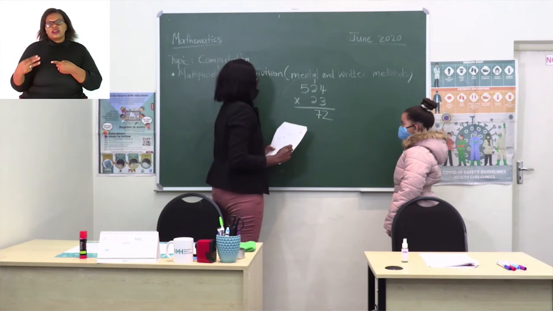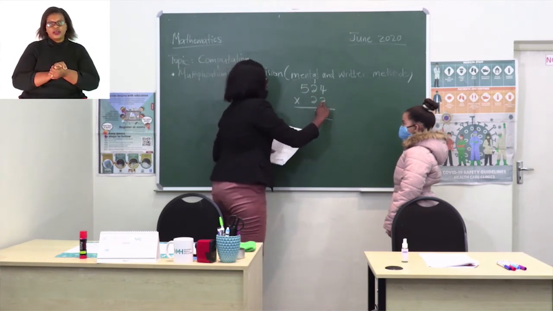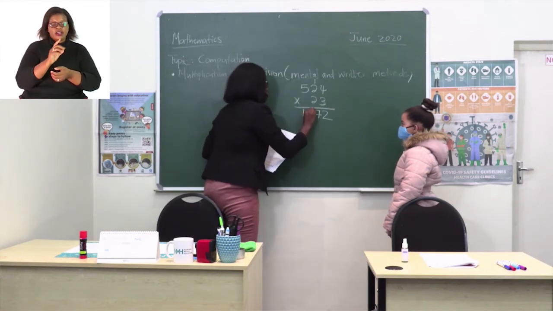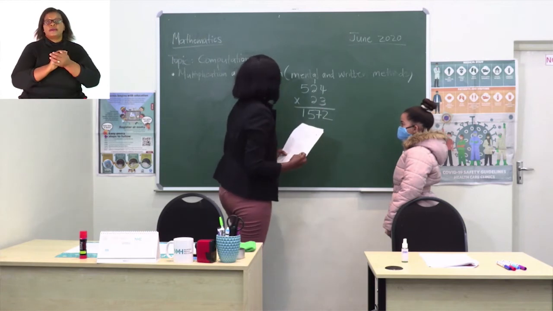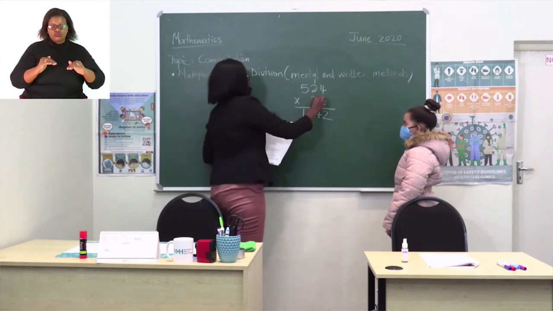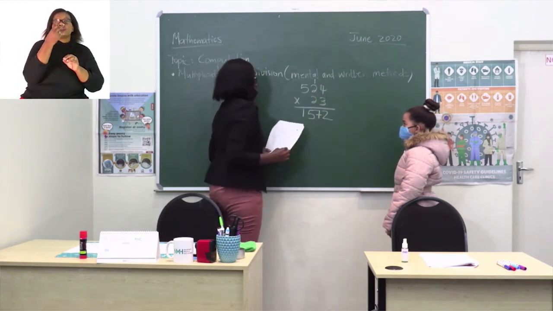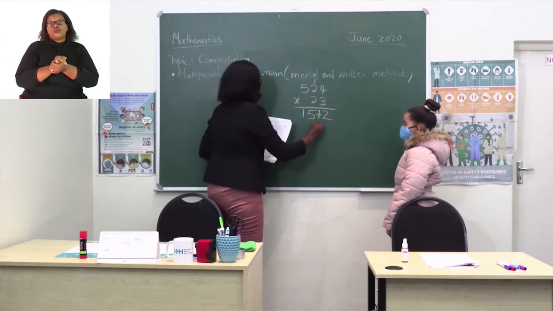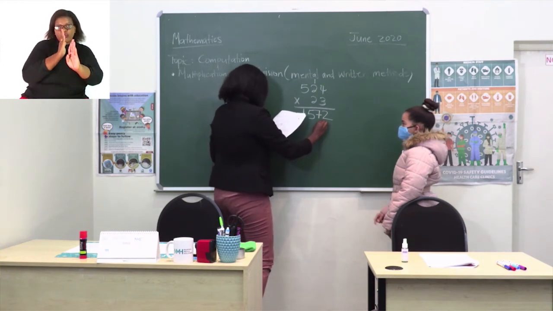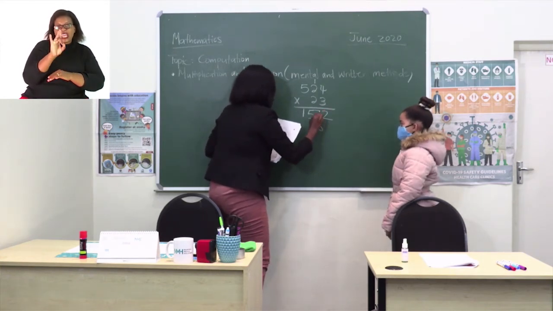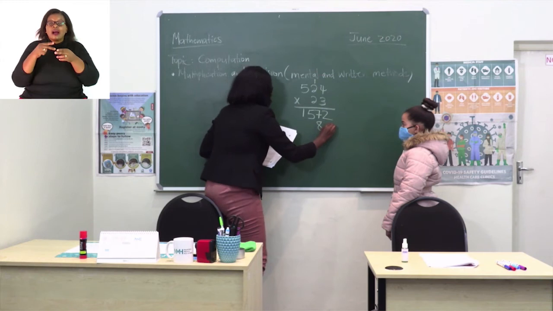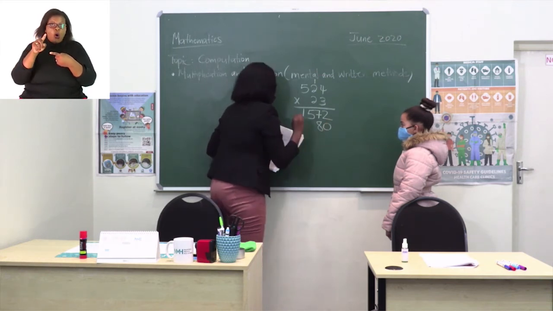Good. Next step is 5 times 3. What is our answer? It is 15. Then we write our 15 down there. Good. We are done with the first digit. We go to the second digit, which is 2 times 4. What is 2 times 4? It is 8. And then we write our number here, which is 8. Now, remember, we have a placeholder here, which is 0. We put our 0 there.